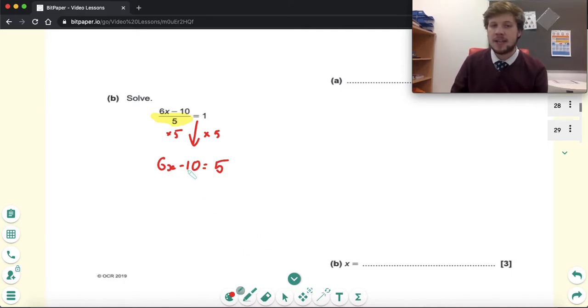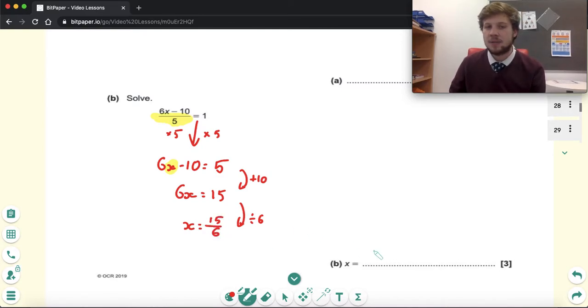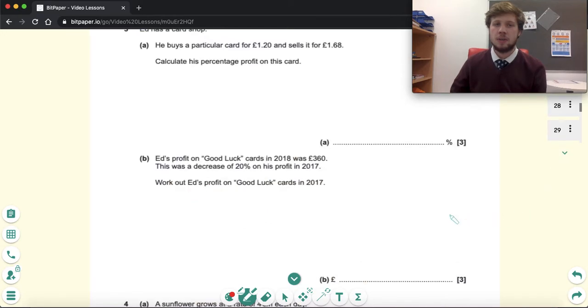My main aim here is to get x on its own, so what I'm going to do is add 10 to both sides, which would give me 15. And then the last step is divide by 6. So I'd get x equals 15 over 6. And I can simplify that: 15 over 6 is the same as 5 over 2. So x equals 5 over 2. So that would be the first page of your booklet, question 1 and question 2.